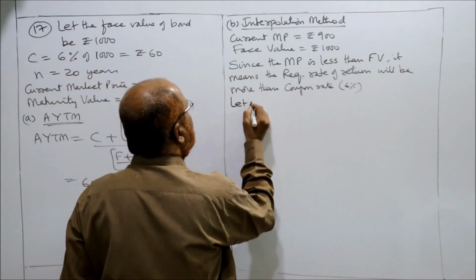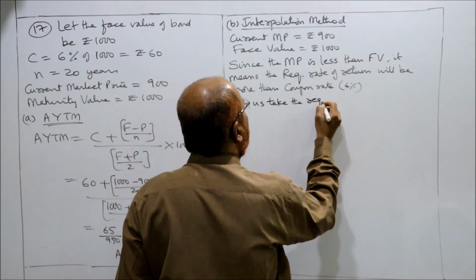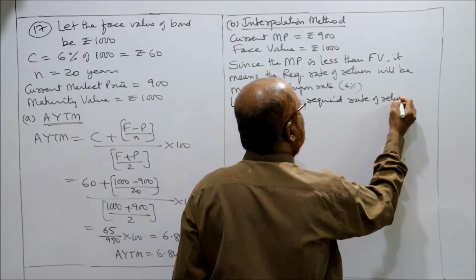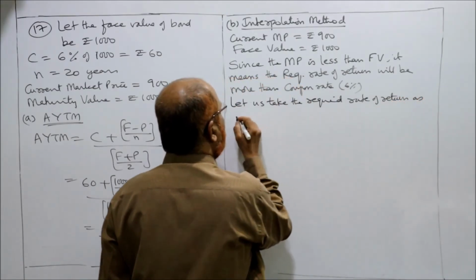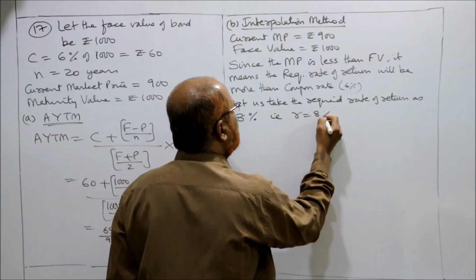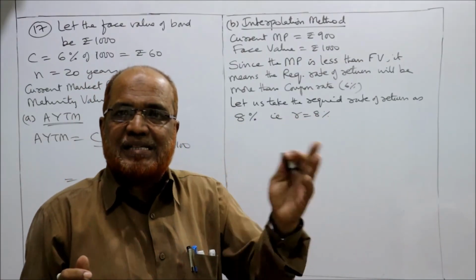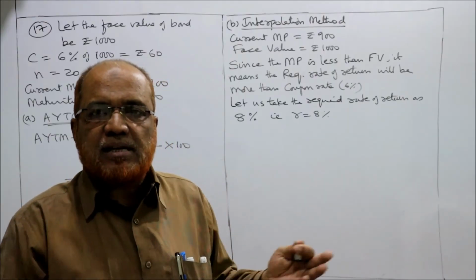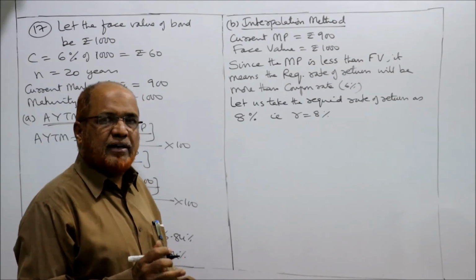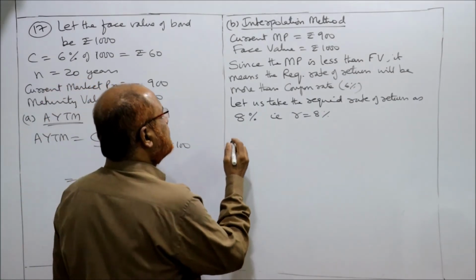Let us take the required rate of return as 8%. That is R is equal to 8%. Arbitrarily, we are taking it at our own choice. Any value more than 6 can be taken. So more than 6, we are taking it arbitrarily as 8%. And we want to find out what is the present value of the bond at 8%.